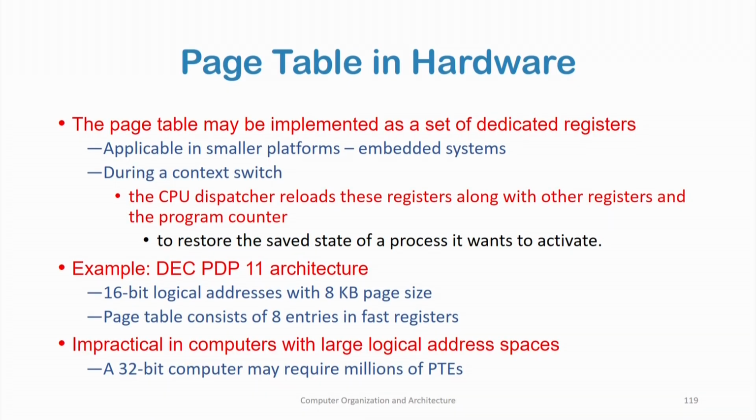However, obviously, such hardware implementation of page tables is impractical for computers with very large address spaces. For example, if we have a 32-bit computer and let us say in that computer we use 4 KB pages, then I will use 12 bits for the page offset part, and therefore, I will have 20 bits for the page number. So we have 2 to the power 20 entries in the page table, which is 1,000,000 page table entries, and obviously, such huge page tables cannot be implemented through registers in hardware.